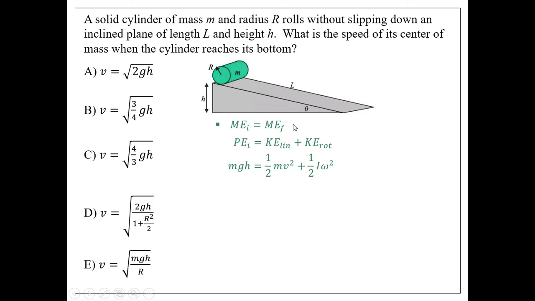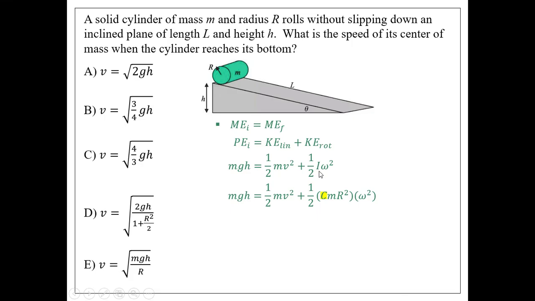Okay. I'm just going to go ahead and expand this to mgh by the definition of PE due to gravity. K linear is just 1/2 mv squared, and then KE rotational is just 1/2 I omega squared. And then from here, I'm just going to keep expanding. Okay. Left side hasn't changed. K linear gets carried down.